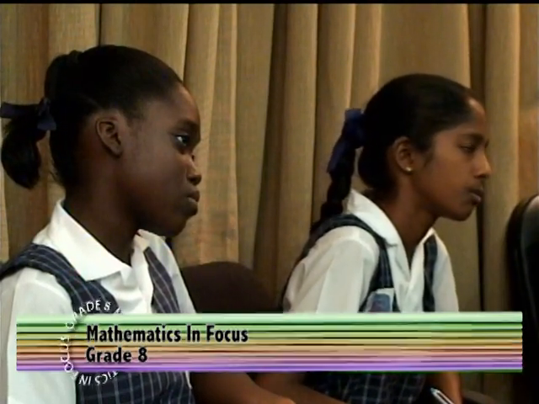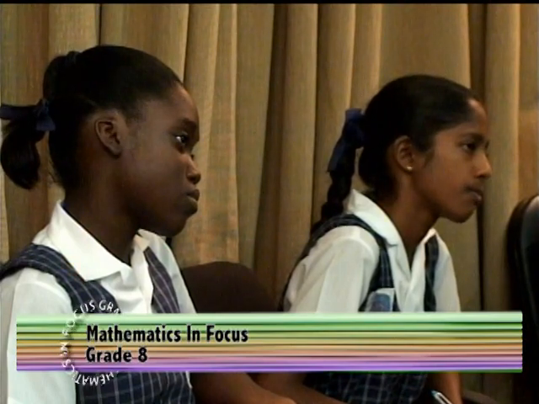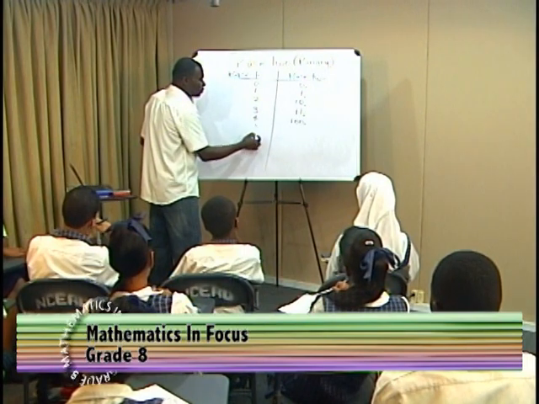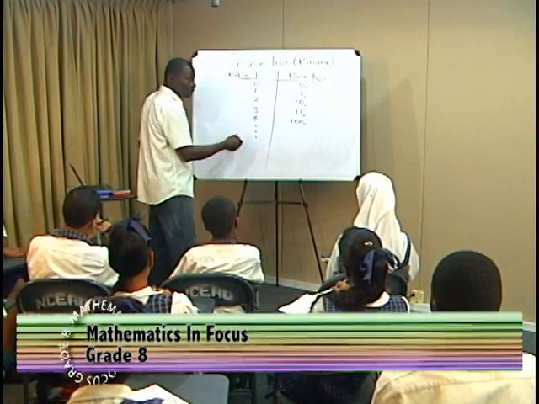We have the number 4, which is written as 1, 0, 0. We have the number 5. We have the number 6. We have the number 7, the number 8.